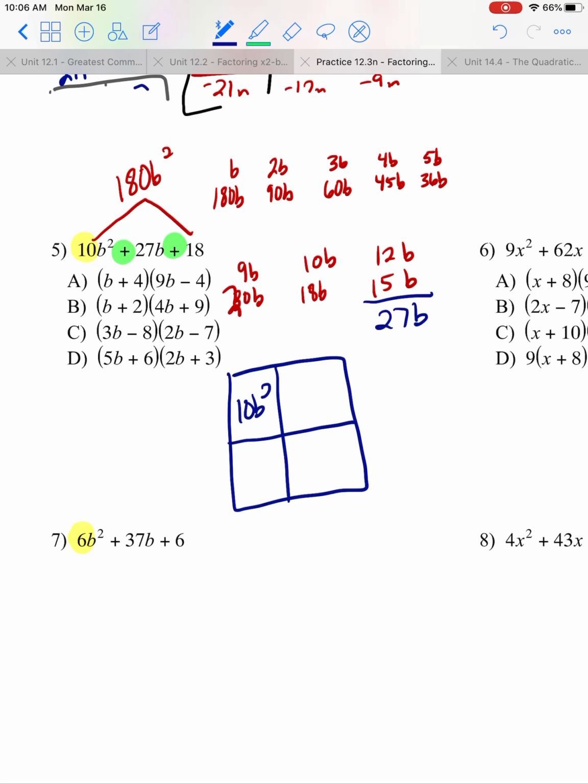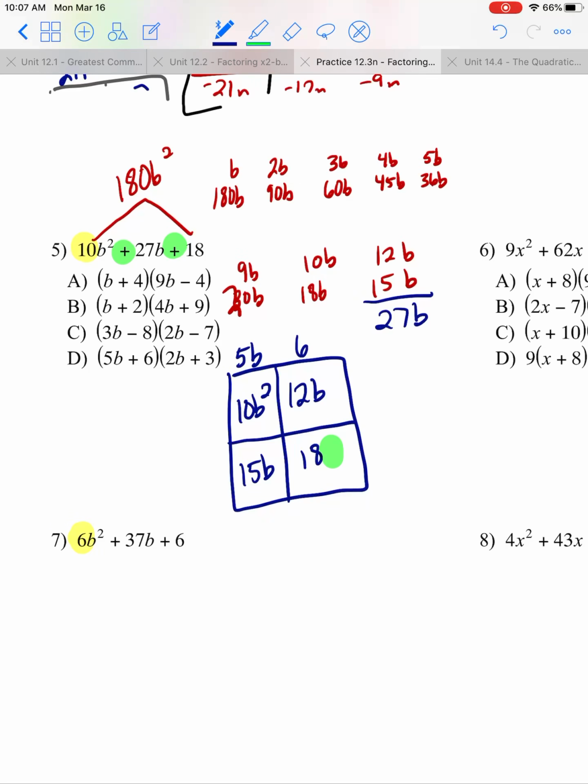First term will be 10b squared. Last one will be 18. I'll have 12b and 15b. Now I'm finding my greatest common factor. This one is going to be 5b for 10b squared and 15b. Greatest common factor of 12 and 18 is 6. I have no b here, so it can't be in common.